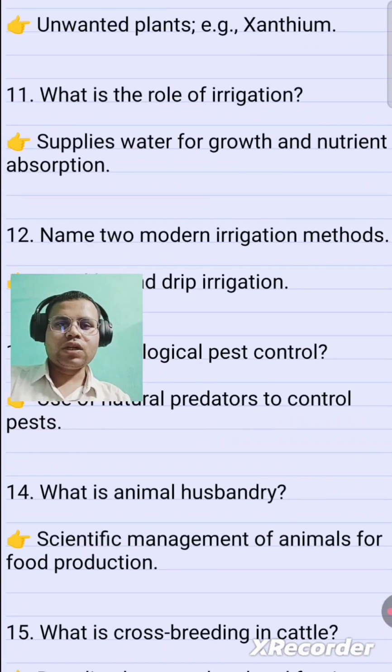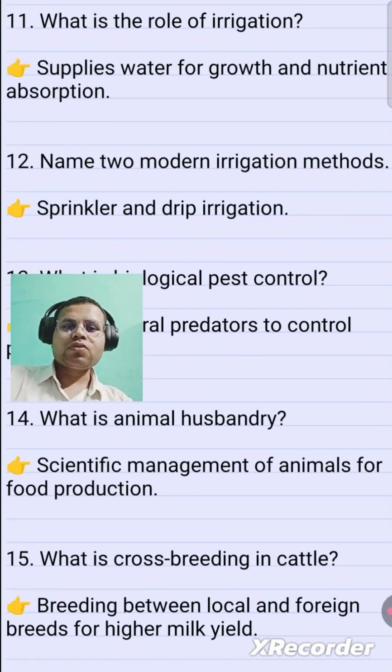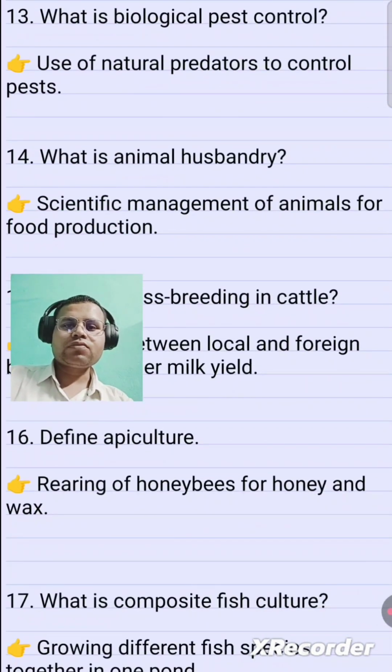After that, what are weeds? Also give one example. An unwanted plant is known as a weed, class. The example is very simple, class: Xanthium. What is the role of irrigation? The supply of water for growth and nutrient absorption. Name two modern irrigation methods. Sprinkler and drip irrigation are modern irrigation methods. After that, what is biological pest control? Use of natural predators to control pests is known as biological pest control.